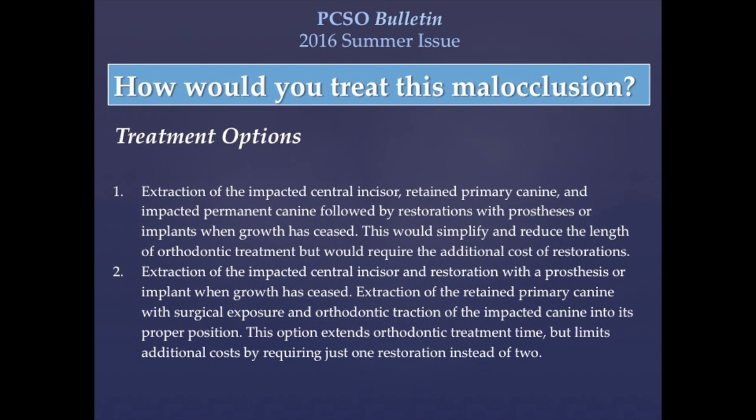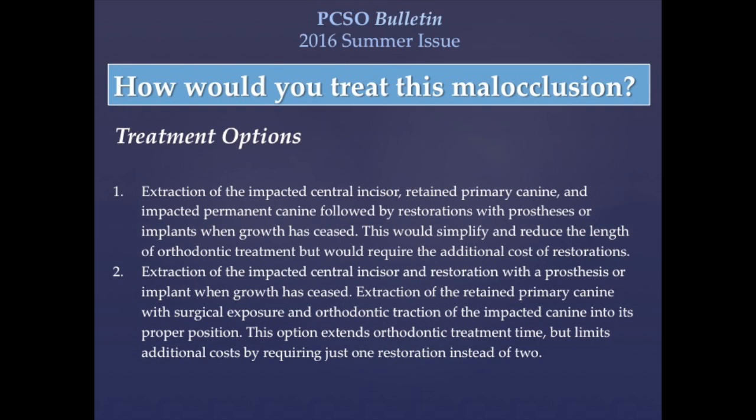So how would you treat this malocclusion? Option 1 would be to extract the retained primary canine, impacted central, and impacted canine, then follow up with prosthetic restorations or implants once growth is completed. This simplifies the orthodontic treatment, but requires the additional costs of restorations.